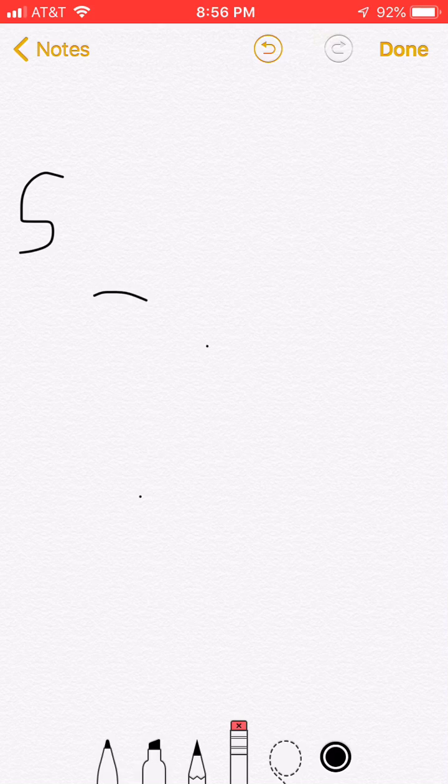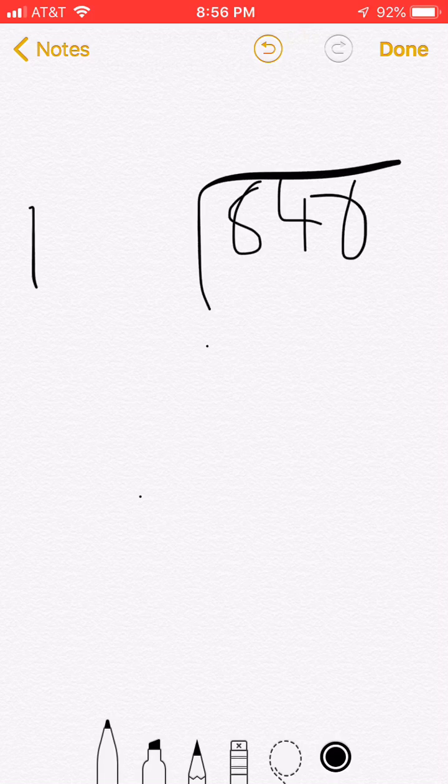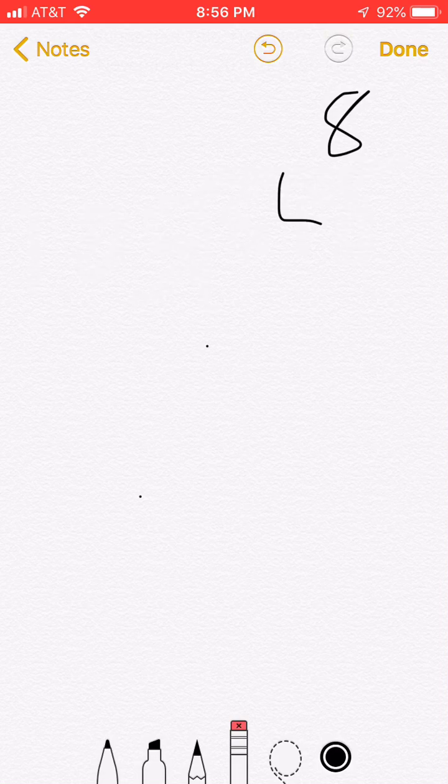For our third out of 4th practice problem, we had 840 divided by 105. And 105 doesn't go into 8, doesn't go into 84. 105 actually goes into 840 exactly 8 times. Simple problem, simple answer. And then our final problem for that set, there's one last set, and then we can all go home.